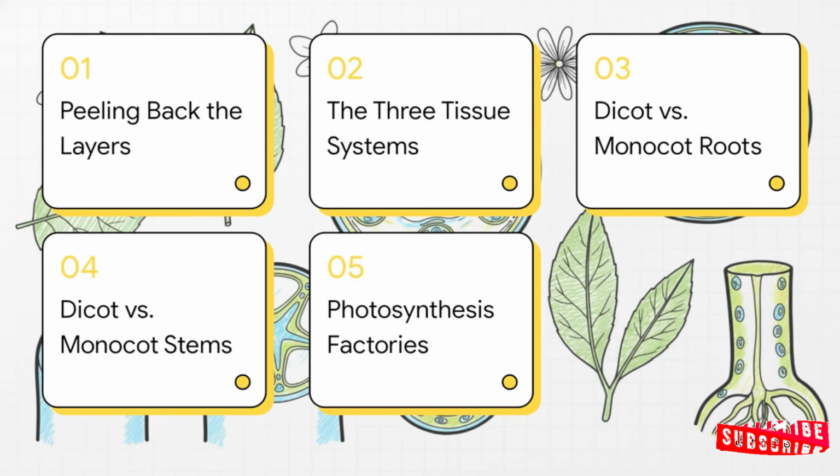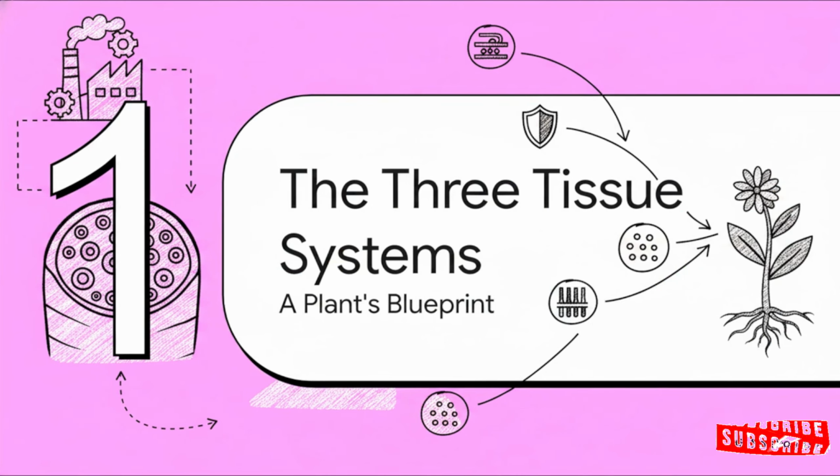So here's our game plan. We'll start by peeling back the layers to get a grip on the 3 basic tissue systems that every plant is built from. Then we're going to see how those systems are arranged differently in the roots, stems, and leaves of the 2 big groups of flowering plants: dicots, think daisies and oak trees, and monocots, like your grasses and corn.